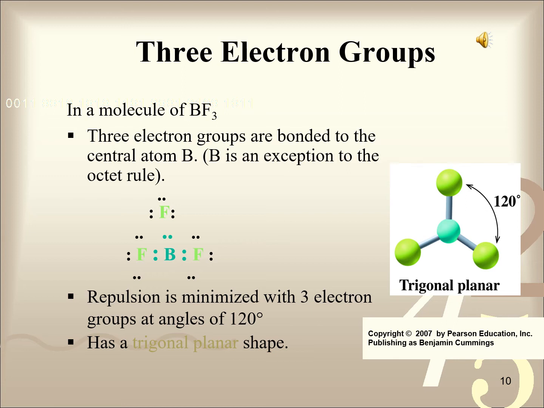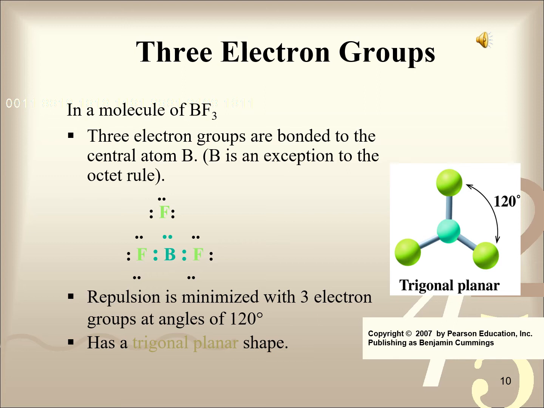What this looks like is a flat structure, as in all 3 of your outlying atoms are in the same plane, and they're separated into what looks like a triangle shape with 120 degrees between them. Because we're flat, we refer to the structure as planar, and because it looks like a triangle, we call it trigonal. So our shape is trigonal planar, or trigonal planar. You say potato, I say potato.